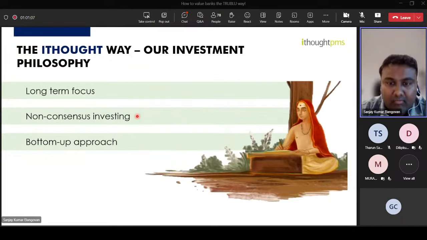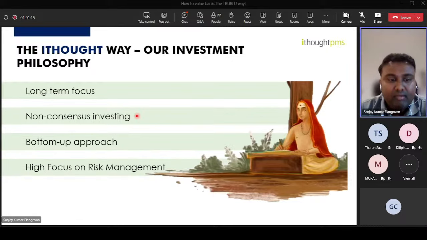We follow a bottom-up approach. We don't look at what the user is doing. It's important, but the final decision is made bottom-up. We have a very high focus on risk management. Risk management in banking comes through the growth that the banks are doing. We don't want to pay for growth.